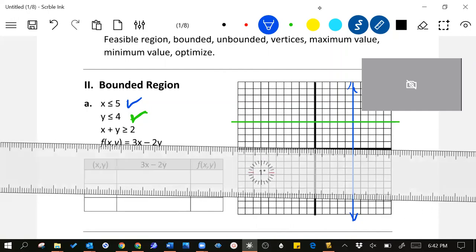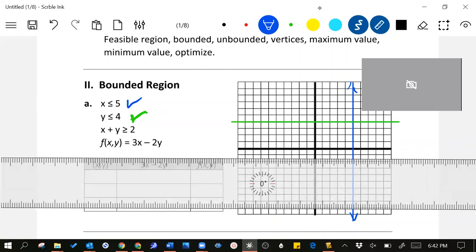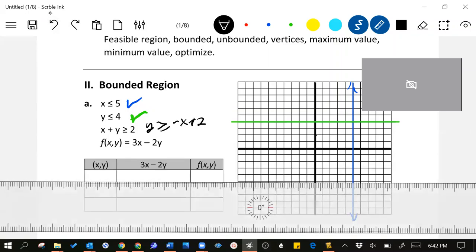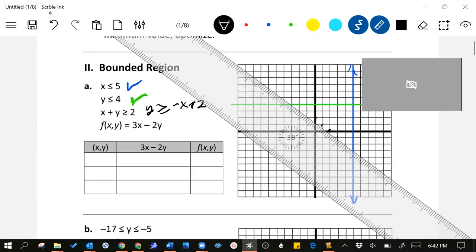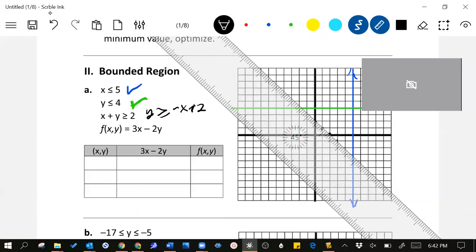Now we'll do x plus y greater than 2. I would like to write that one in y equals mx plus b form, because that would be easier to work with. So it's y greater than or equal to negative x plus 2. So that means we have a y-intercept of 2 and a slope of negative 1. So points on it will be here. Put one accidentally down there. Move this down. Point there, and a point there, and a point here. Okay. So we have this area.